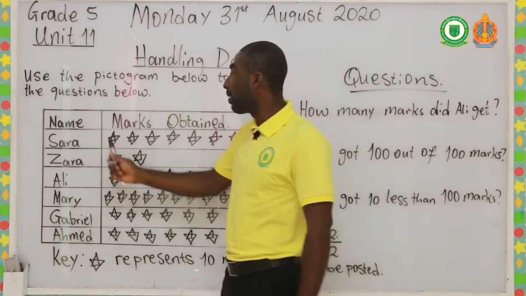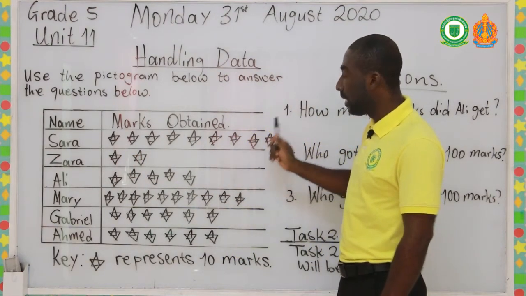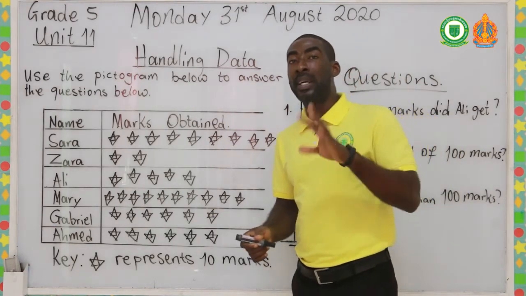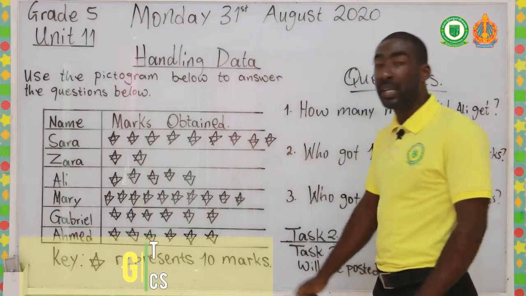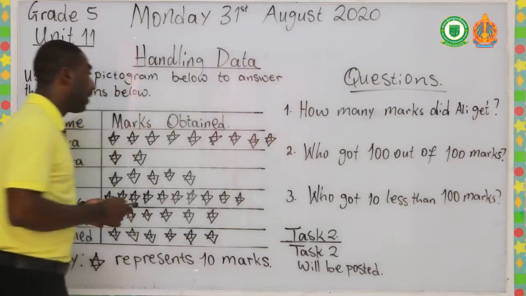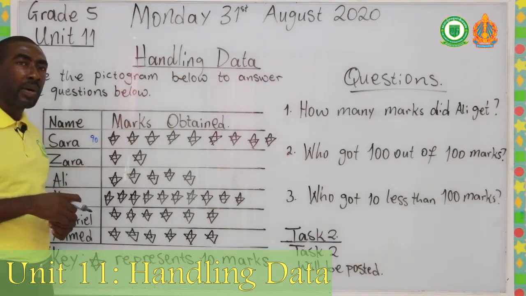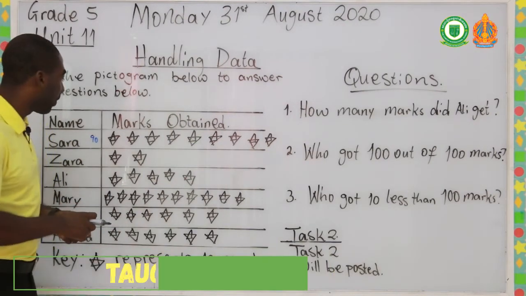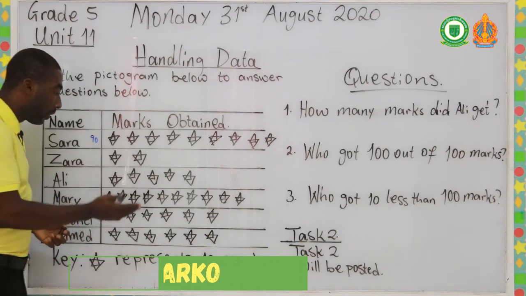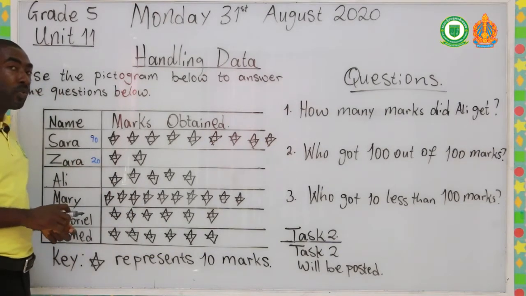Okay, so let's see what Sarah is having. Sarah is having 1, 2, 3, 4, 5, 6, 7, 8, and 9. If she is having 9, it means we have to multiply by 10 because the key says 10 marks for 1 star. So that means Sarah will be having 90. We can write 90 here just to guide us when we get to our questions, okay? Zara is having 2, and you multiply by 10, and that is going to give you 20, okay? So Zara is having 20.